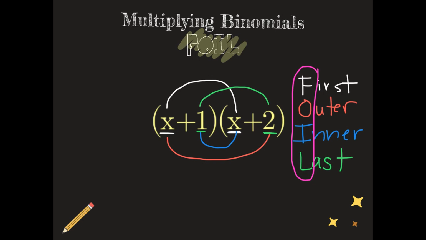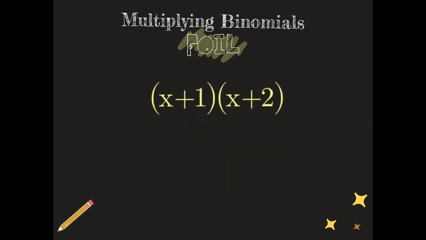Okay, so I'm going to show you an example of how it's done. This is exactly the same example as the first slide, and we're going to work through this example together. So if you recall, the F in FOIL stands for first. We're going to be multiplying these two numbers together. X times X. Think back to power laws when the bases are the same and you're multiplying, you're just adding the exponents together. So we're going to get x squared.